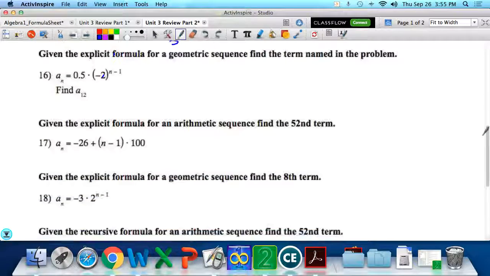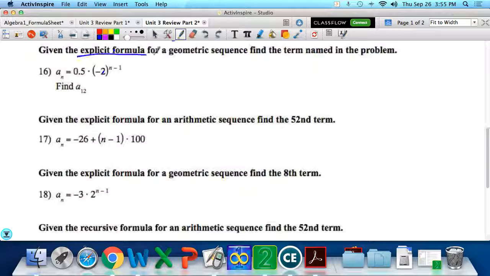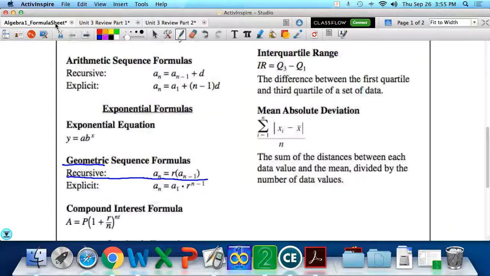Number 16, explicit formula, geometric, find the term named in the problem. Well, that would be the 12th. So we're going to have a lot of stuff going on here. All right? I would go and just grab that explicit geometric formula.